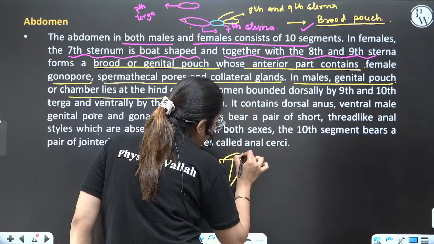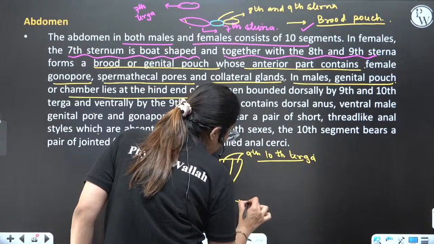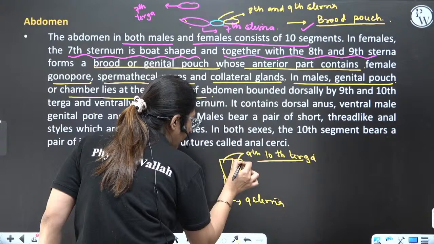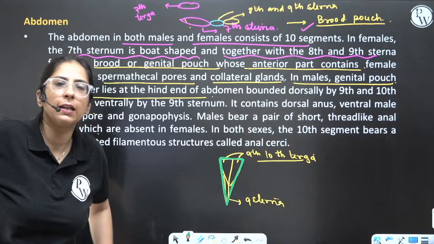9th and 10th terga, along with the 9th sternum. Right? The 9th sternum. They together form a brood pouch. Very important. Clear? They form a brood pouch. 9th and 10th terga, and just one fragment segment over here, that is the 9th sternum, they form this brood pouch.